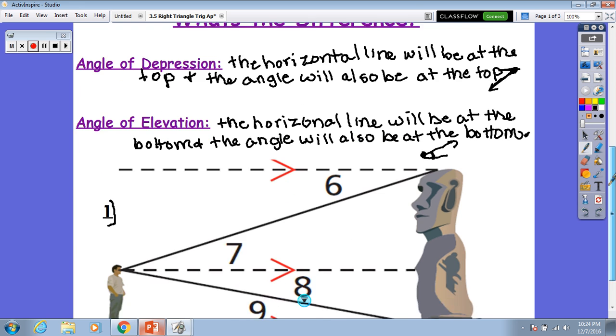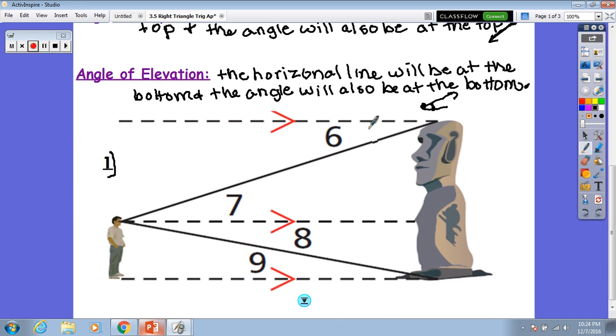So we're going to use this to simply identify angle 6, angle 7, angle 8, which is this angle. It just couldn't fit in there because the number was too big, and angle 9. Okay, so we have to look at where the horizontal line is, and for number 6, the horizontal line is at the top. Therefore, the line that forms the angle is going down, so this would be an angle of depression.